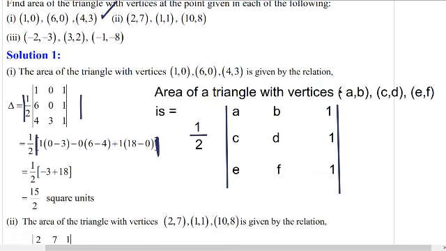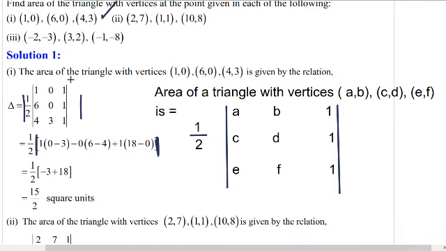The first use of the determinant is in finding the area of a triangle. Let us say a triangle is there with three vertices A, B, C, D, E, F. To find the area of the triangle, the formula we use is half, and then the coordinates of the first vertex you have to write A B, then C D, and then E F, in any order you may write it. And the third column must be 1, 1, 1 always. When we solve this determinant and multiply it with half, you will get the area of the triangle.